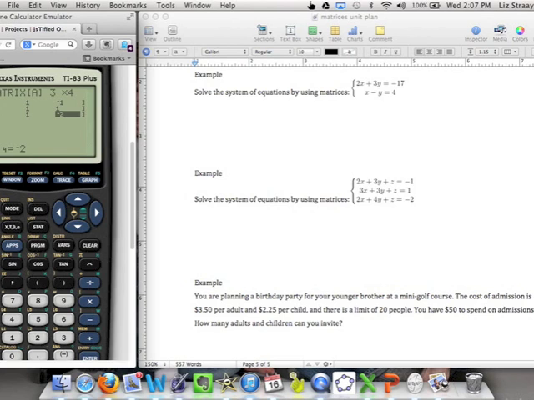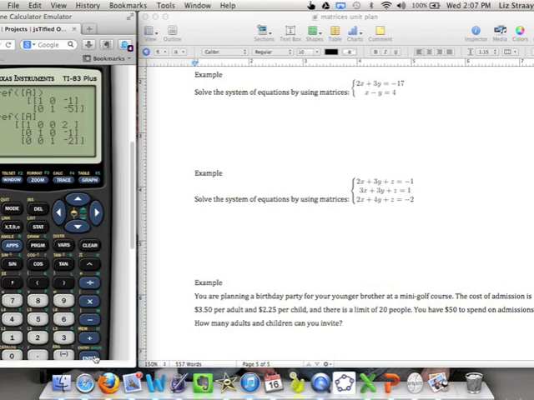So once we get our matrix entered, we can go back to our home screen. For the second matrix, I could just hit enter, since I already redefined A. If I just hit enter, it'll redo the exact same thing it just did. But I can go to RREF and choose matrix A again and hit enter. And it gives us our solution: x is 2, y is -1, and z is -2.